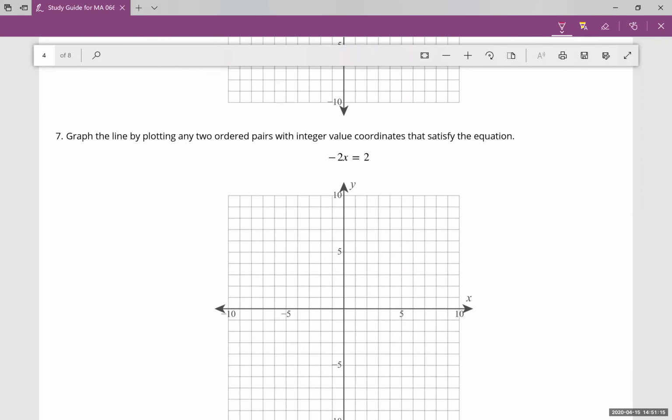Number 7, negative 2x equals 2. Okay, I hope you're not scared of these anymore. I hope you see that, hey, there's no y. I need to get x by itself. That is the first step. To get x by itself, we're going to divide both sides by negative 2. So we have x equals negative 1.